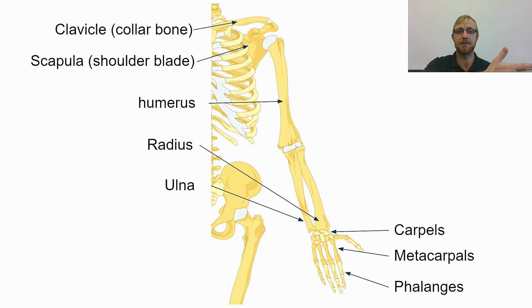The radius is the bone which sits on the same side as your thumb. So regardless of where your arm is positioned, the radius is the one that runs down from your thumb to your elbow, and the ulna will be on the underside of that. You can see that the wrist and hand are made up of the carpal bones, the metacarpals in the hand, in the fleshy part of your hand, and the phalanges, which make up your fingers.